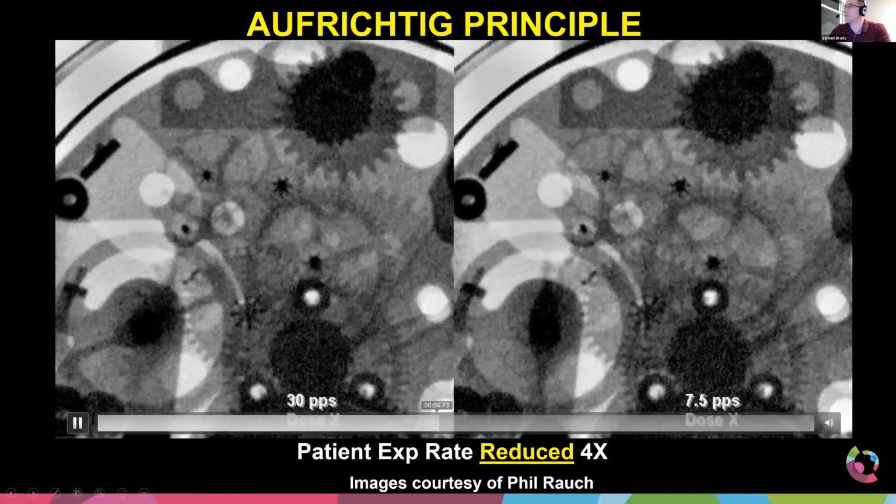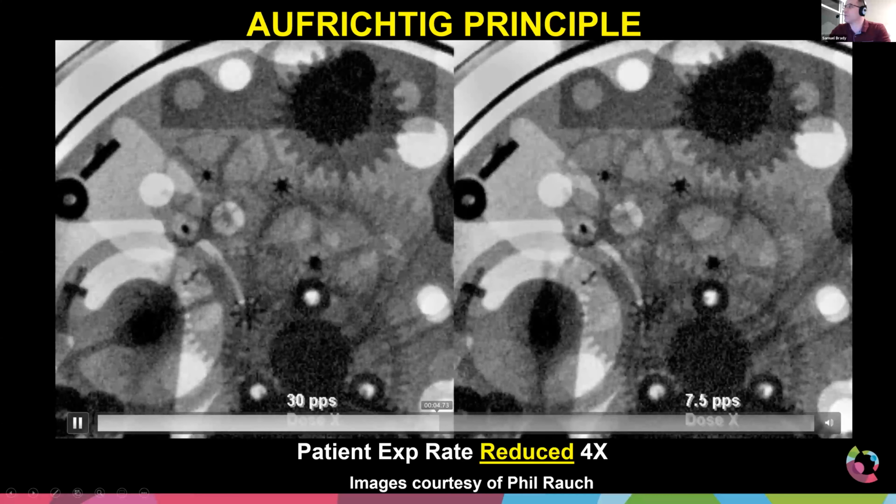Hopefully that might help a little bit. So this is moving. The one on the left is moving at 30 pulses per second, and this one is moving at 7.5 pulses per second. Obviously, there's a little bit of a lag. You can kind of see the gears are a little blurred out because the gears are moving fast enough.